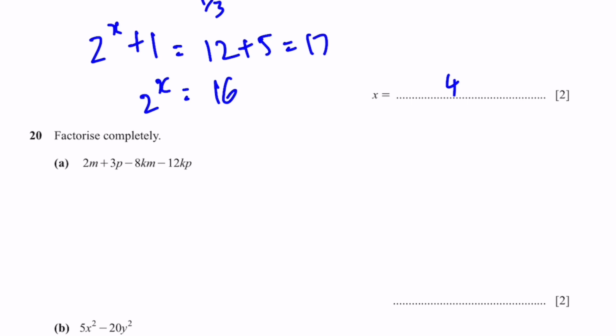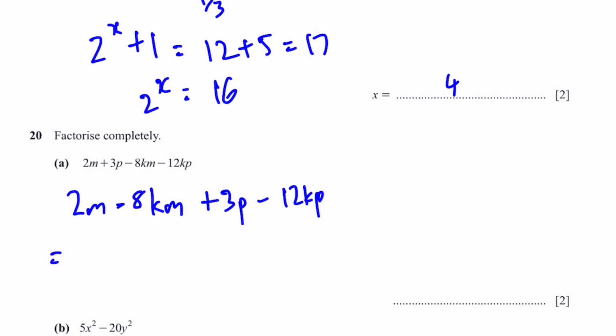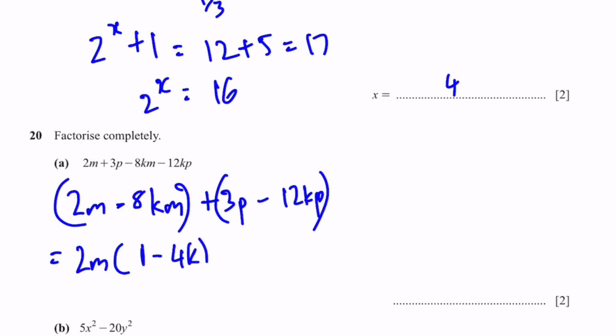Factorize a 2m plus 3p minus 8km minus 12kp. Now let's rearrange this. 2m minus 8km plus 3p minus 12kp. Now we can factorize the halves. So we write this over here and this over here. Now we can factorize this as 2m into 1 minus 4k plus 3p into 1 minus 4k.